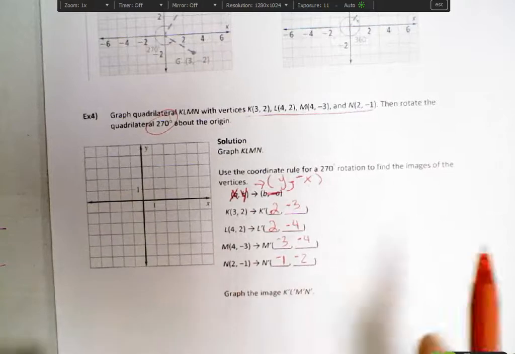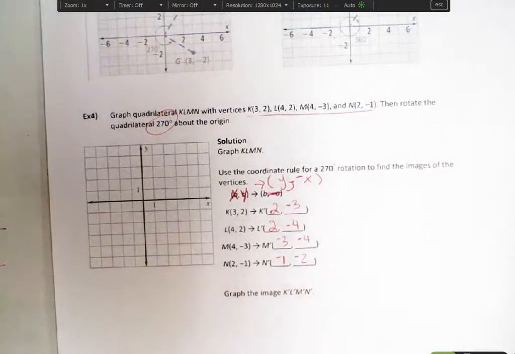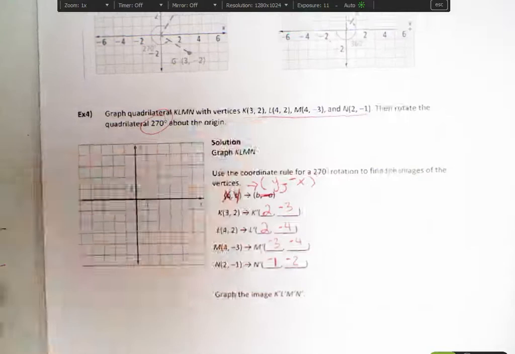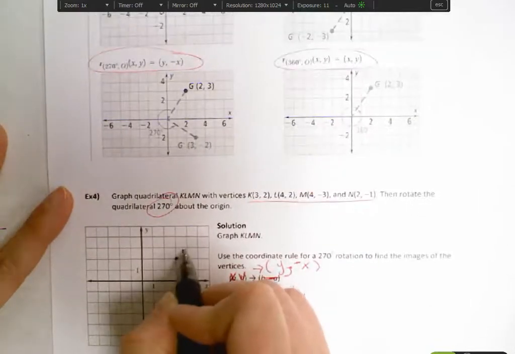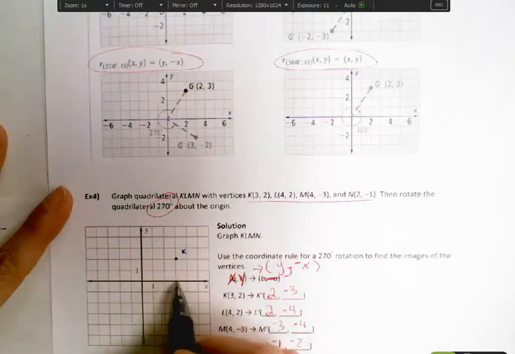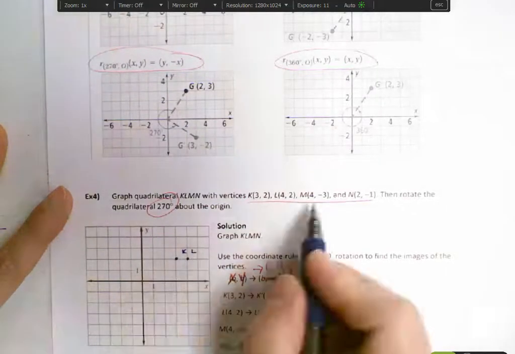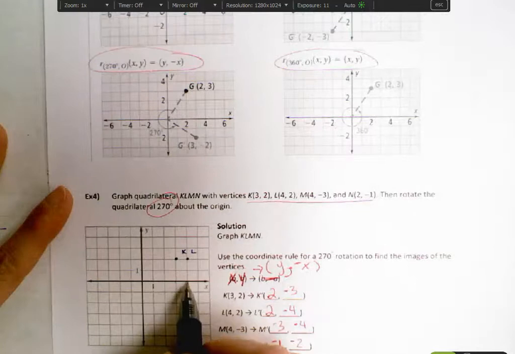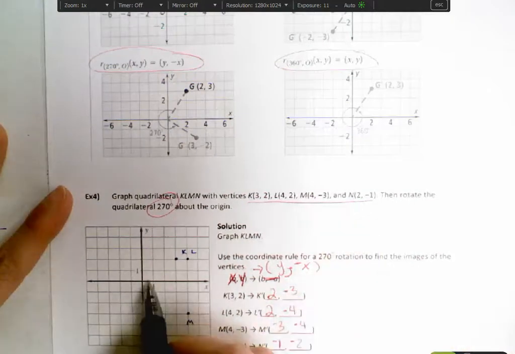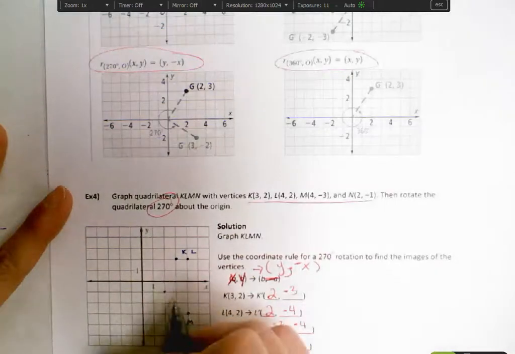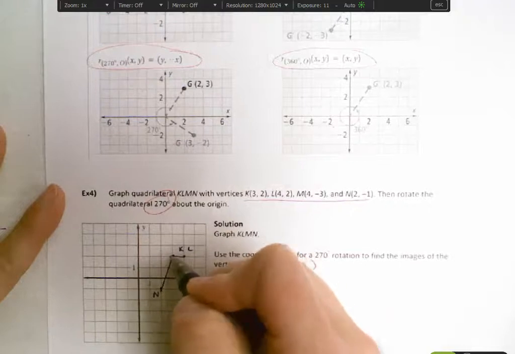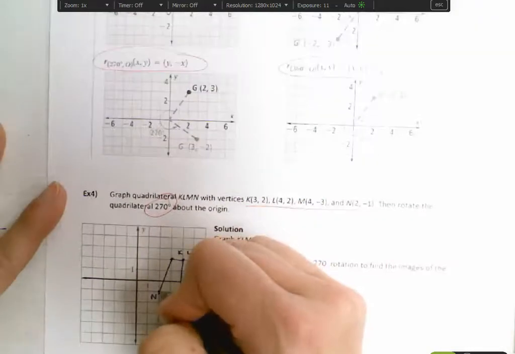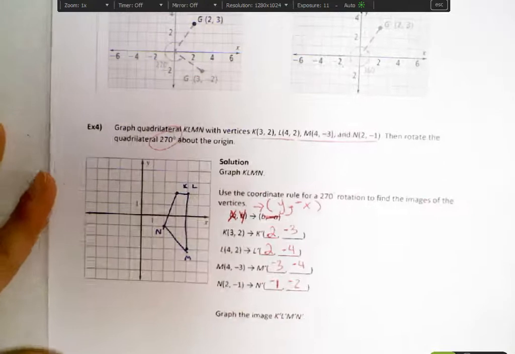So practice your mapping. And then it just becomes about graphing them. So a lot easier than having to use your protractor and stuff. So we need to graph our original. K is (3, 2). There's K. L is (4, 2). M is (4, -3). That's M. And N is (2, -1). That's N. So I'm going to either use a straight edge or carefully connect my points for my pre-image figure.